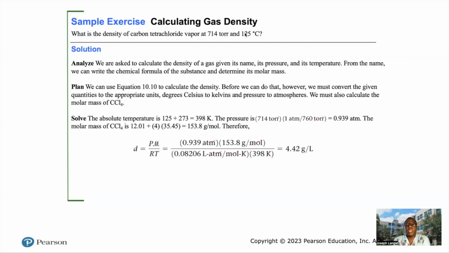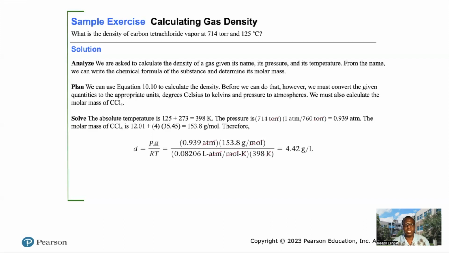Again, changing the temperature from 125 degrees Celsius, we have 298 Kelvin. And it turns out that the density of carbon tetrachloride is 4.42 grams per liter. So please go back and look at how the ideal gas equation has been used in determining the density. At the end of the semester, you may have a problem on finding the density of a gas using the ideal gas equation, versus the regular equation for finding the density of a substance.